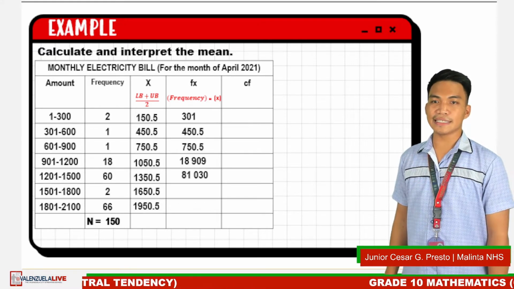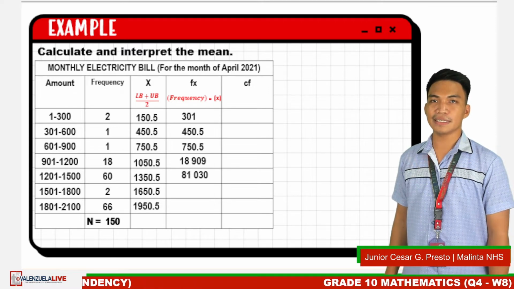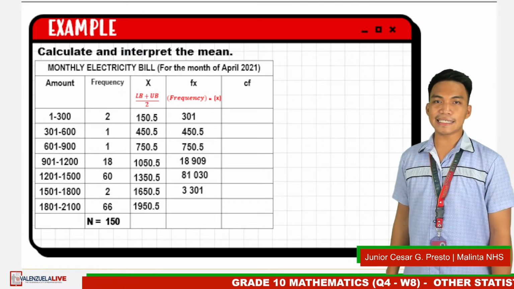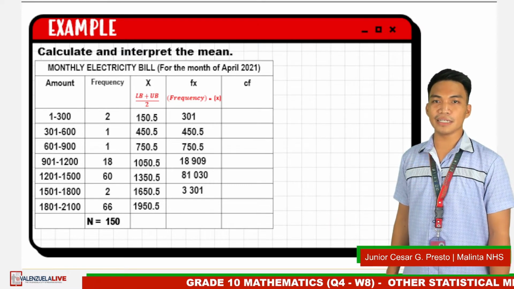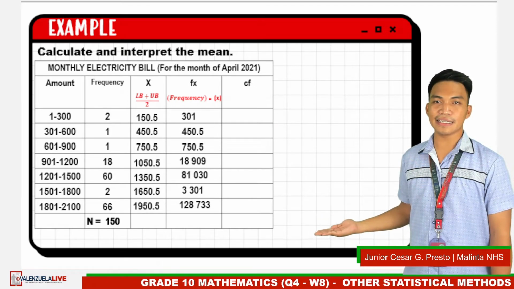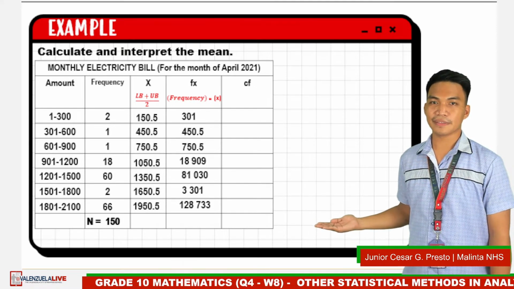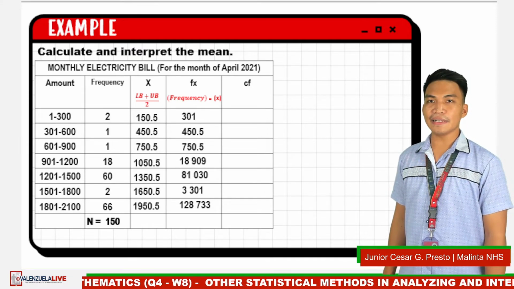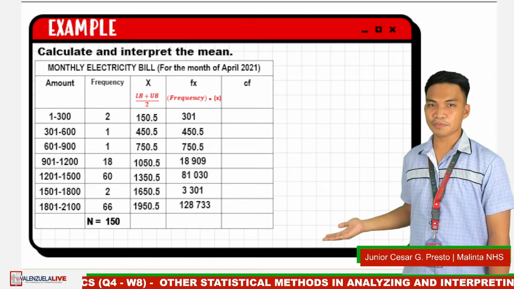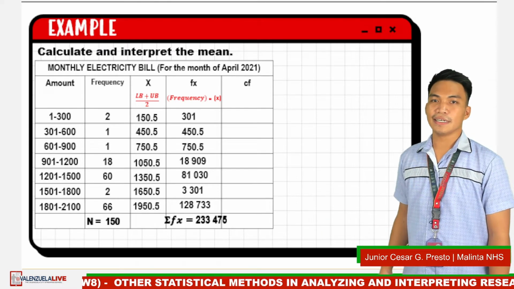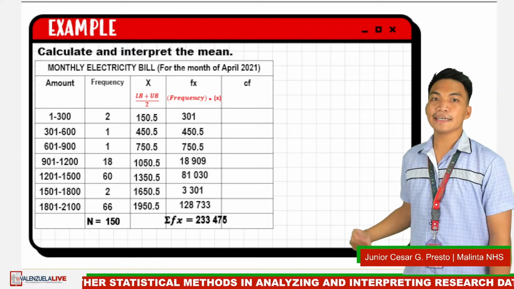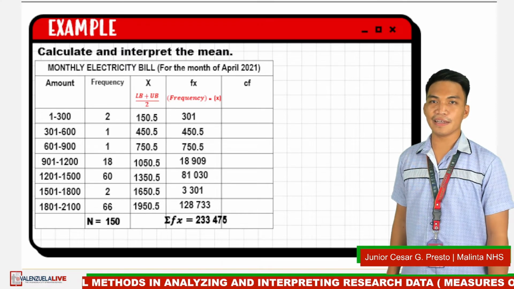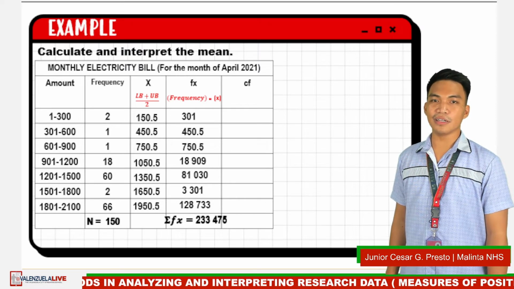2 times 1,650.5 equals 3,301. Lastly, 66 times 1,950.5 equals 128,733. We will need the summation of fx, so let us take the sum of the data in fx column, which yields to summation of fx equals 233,475.